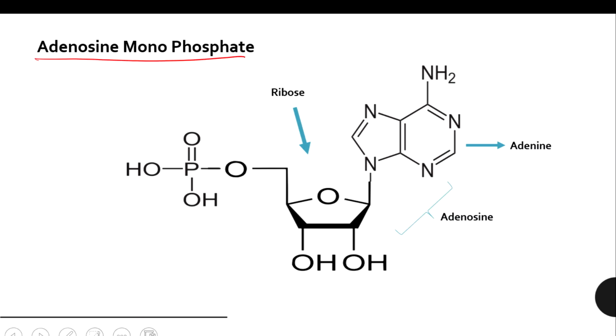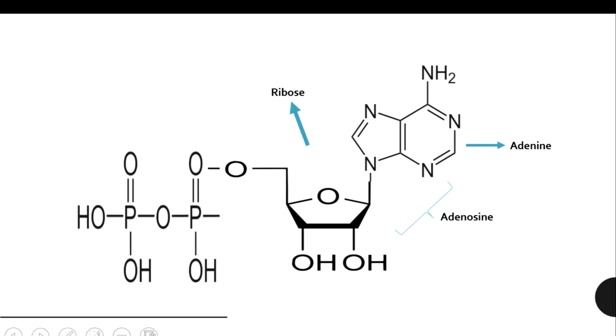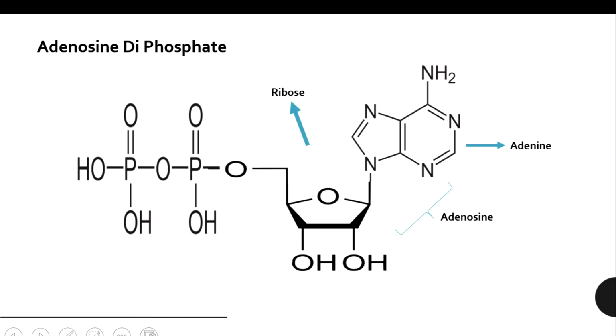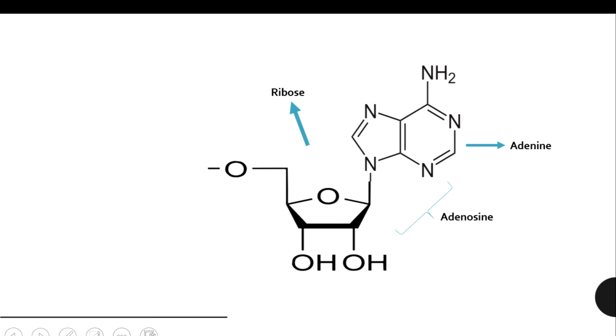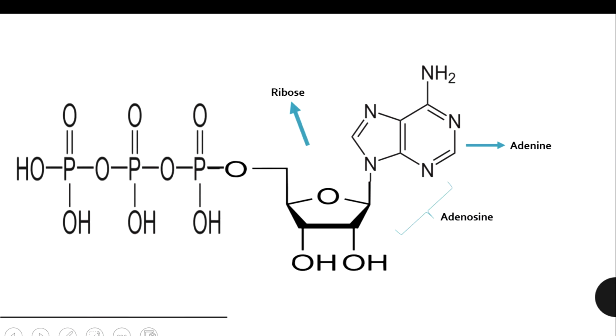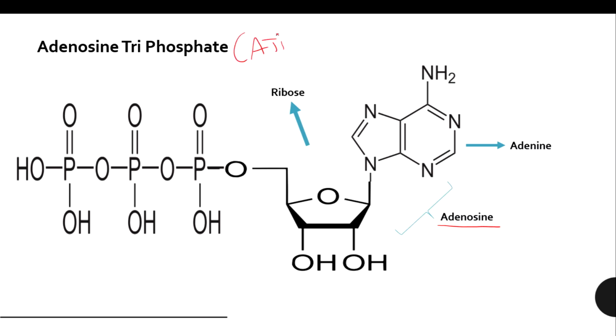And next, if this adenosine binds with two phosphates, it is called adenosine diphosphate. If it binds with three phosphates, it is called adenosine triphosphate. We call these ADP and ATP, right? What happens if this was a deoxyribose sugar? Because this is an example of a ribose sugar. We will see now.